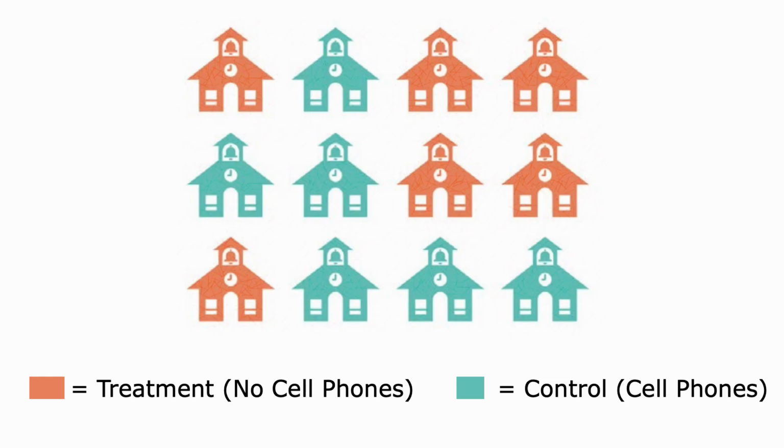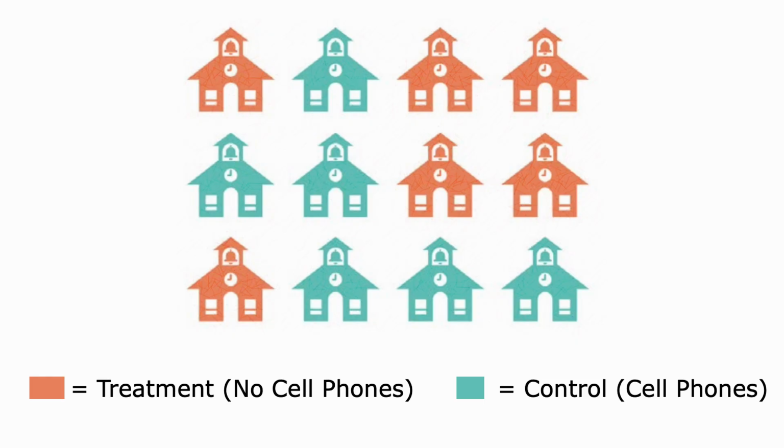All 12 middle schools in the district are included in the study. Half the schools are randomly assigned to a no cell phone policy, and the other half continue the existing policy of cell phones allowed on campus. Researchers plan to compare standardized test scores from a beginning of the year pretest with scores at the end of the year to measure overall gains in achievement.